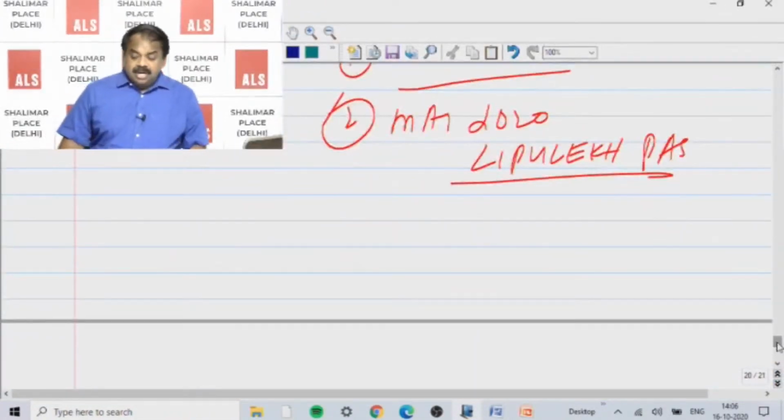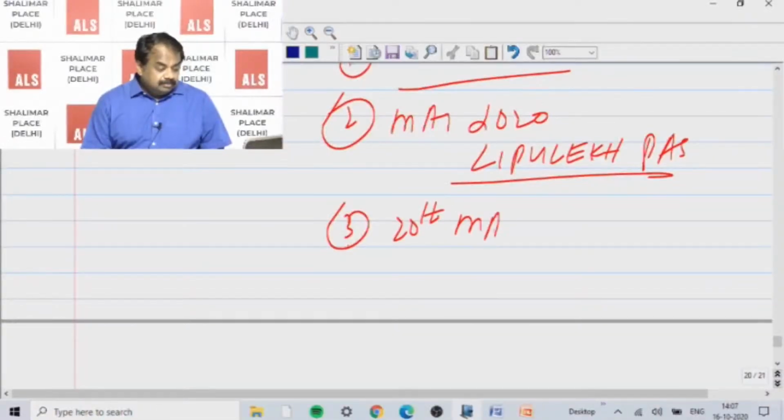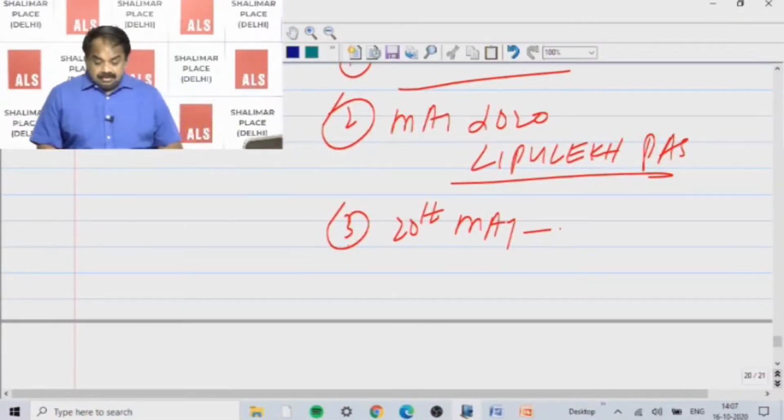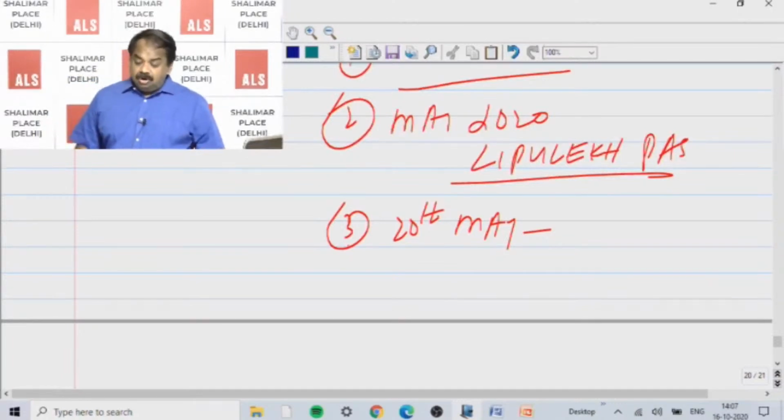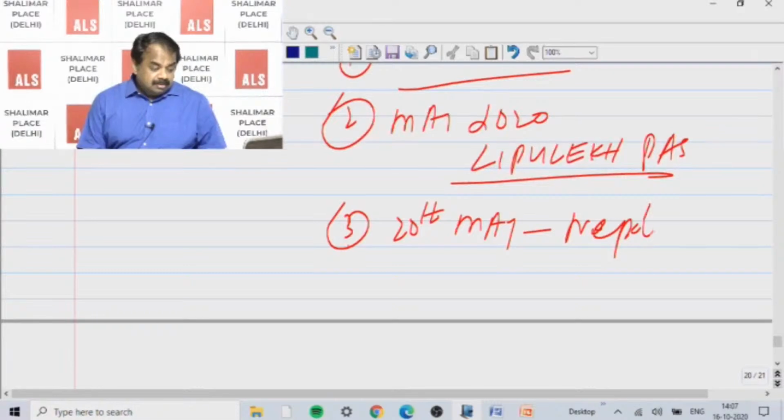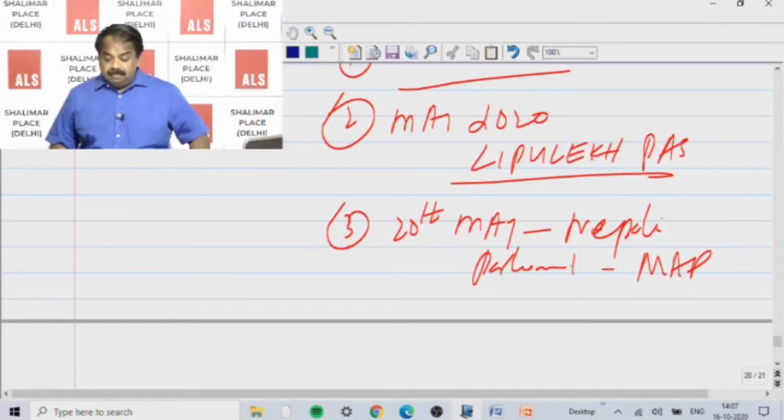Now, if you look at the dispute, or rather why this issue, because of this particular issue, Nepal reacted on 20th of May. The Nepali Parliament adopted a new map showing this Limbiadhura as part of Nepal.